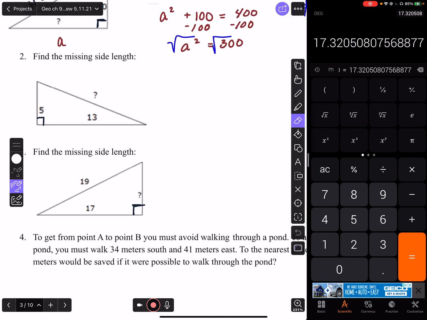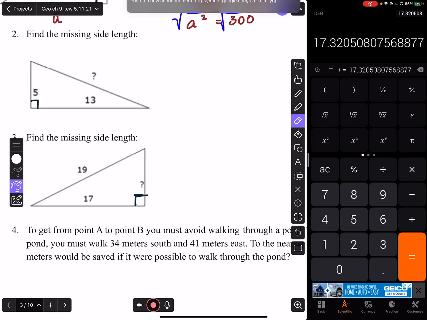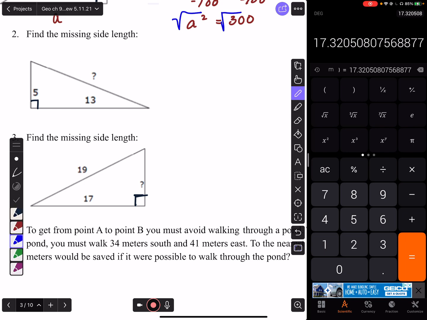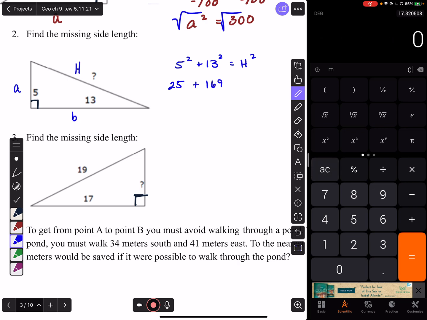Again, a right triangle. I know two legs, so I just want to find that third side. Now that third side in this case is the hypotenuse. So we'll go A squared plus B squared, so we'll just call one of the legs A and one of the legs B, equals our hypotenuse squared, or C squared. I'm just going to leave it as H, so that's 25. 13 squared is 169. If you don't know that, go to your calculator, type 13, and just hit that X squared button.